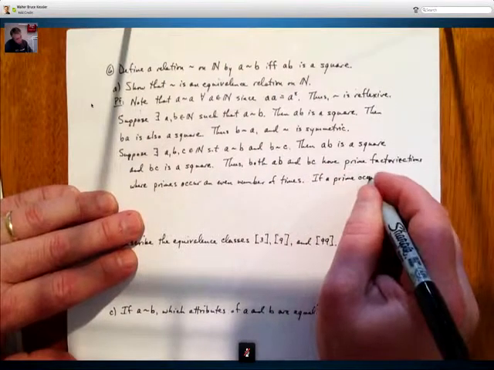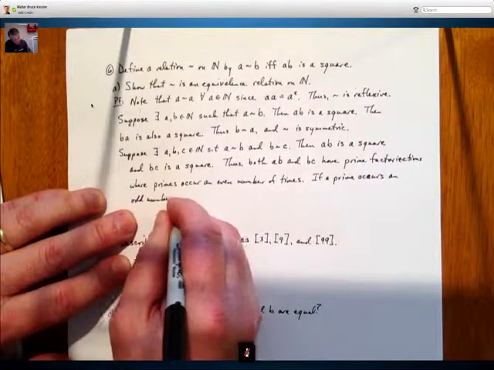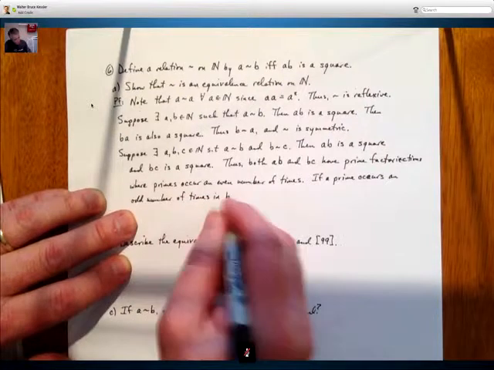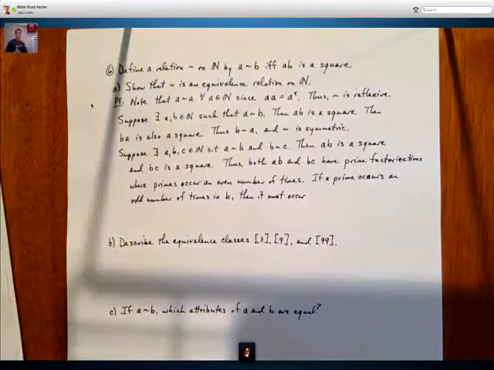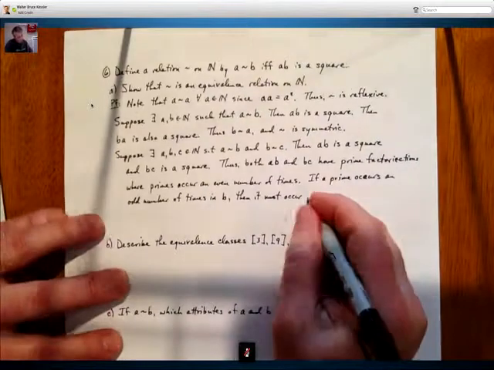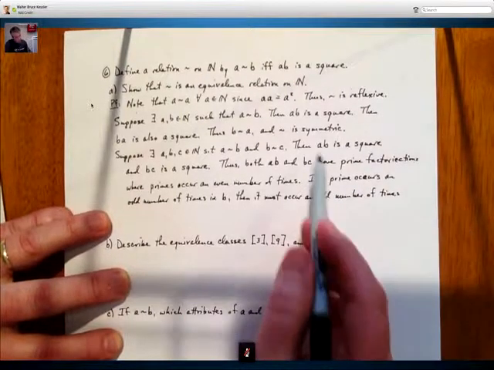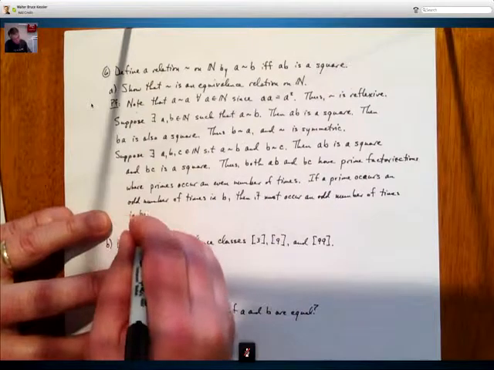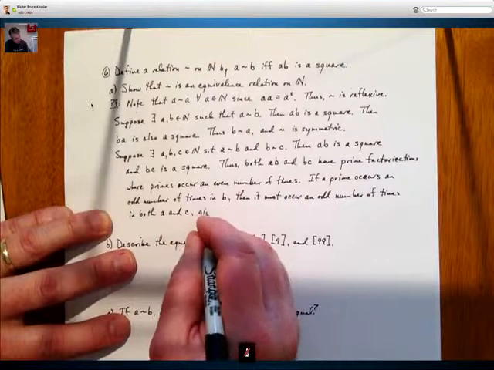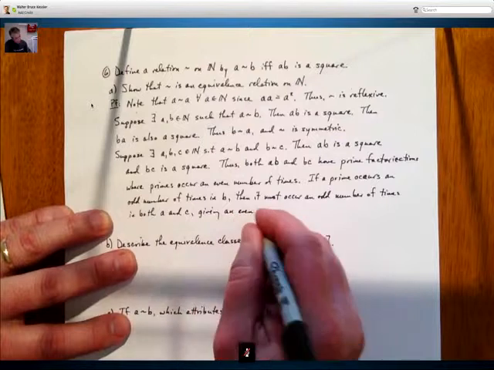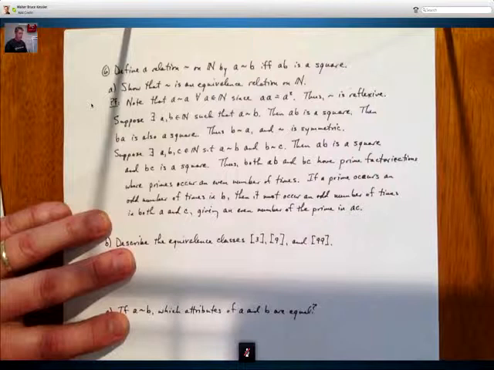If a prime occurs an odd number of times in B, then it must occur, an odd plus an odd is an even, right? And an odd plus an even is still odd. So it must occur an odd number of times in A, and then also in C, giving an even number of the prime in AC.